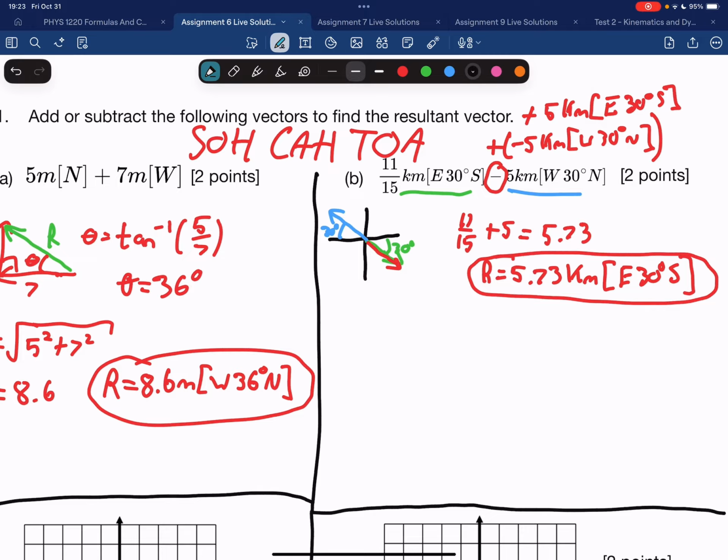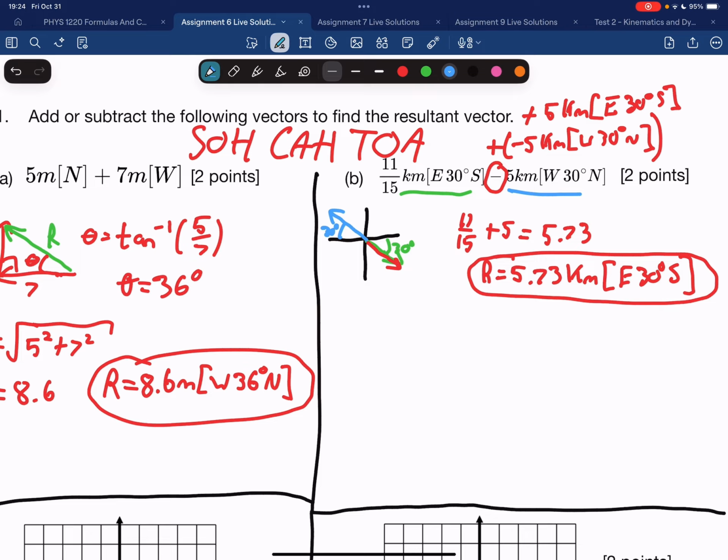Now, what if you did not see the shortcut? Well, you can break all of these up into components. I'm going to call one of these vector A, one of these vector B. Actually, I'll call one blue and one green. Let's do that instead, not A and B.